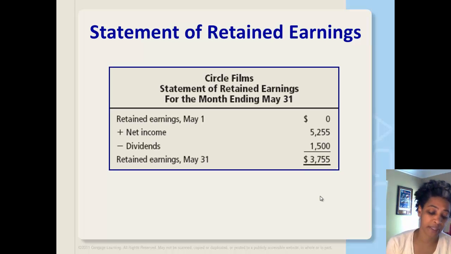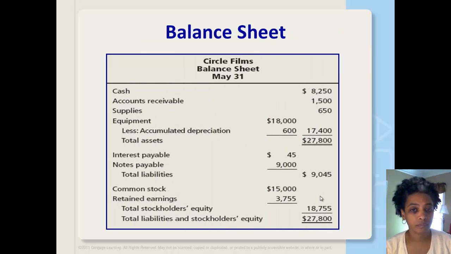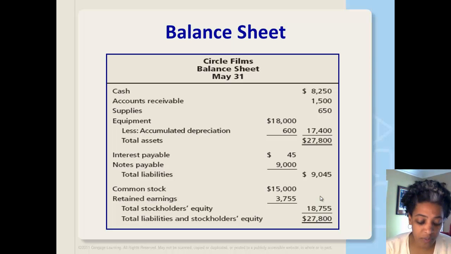And with our net income calculated, we can pull that over into our statement of retained earnings. So recall that the statement of retained earnings takes the beginning balance in retained earnings, and remember this is a brand new company, so we've got a zero beginning balance. It adds the net income from the income statement, and then it subtracts dividends to yield the current balance in retained earnings. So Circle Films May 31st adjusted trial balance shows no balance in beginning retained earnings and that $1,500 balance in dividends. So their statement of retained earnings for the month looks like this. So finally, once we have retained earnings, we can put together the balance sheet.